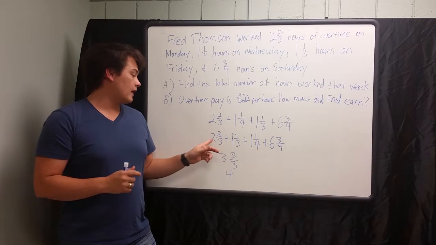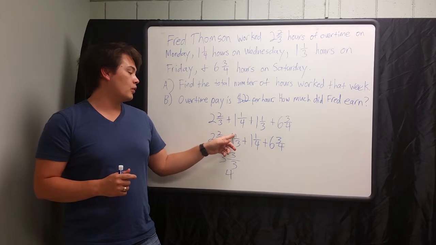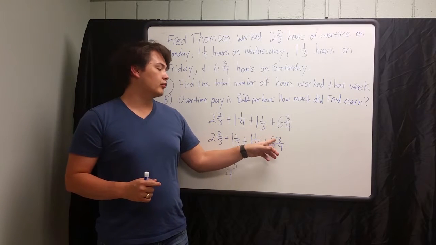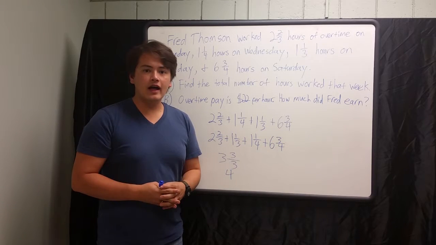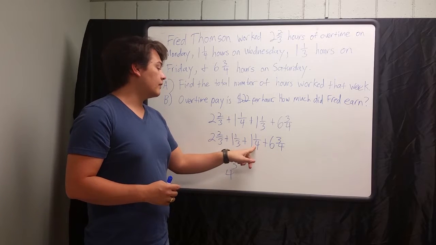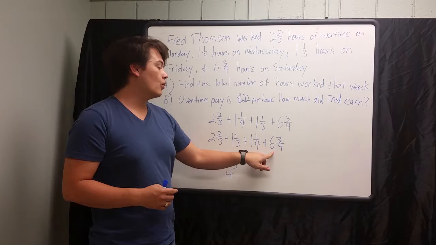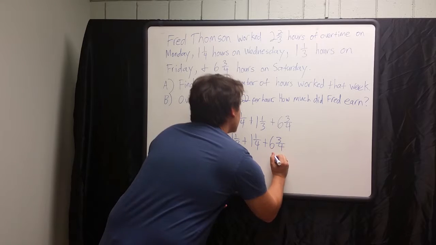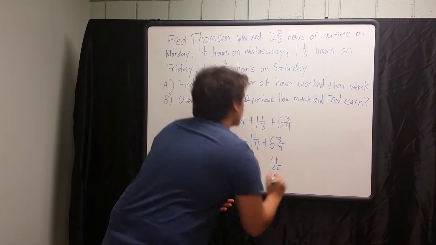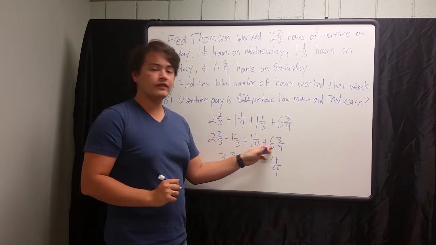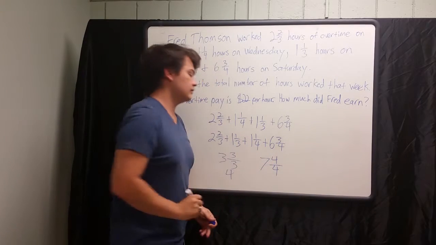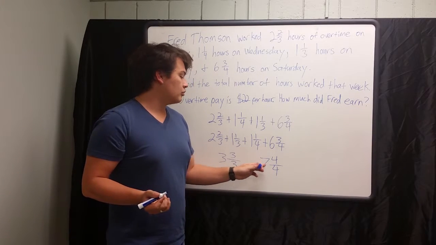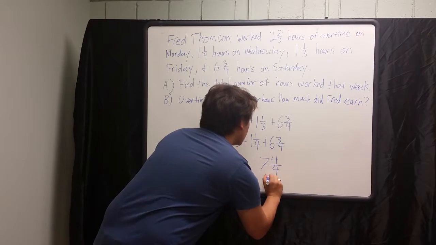So now that we figured out that 2 and 2 over 3 plus 1 and 1 over 3 equals 4, let's move on to 1 and 1 over 4 plus 6 and 3 over 4. Just like in the last part, we're going to add the fractions together and add the whole numbers together. 1 over 4 and 3 over 4 added together is going to give me 4 over 4. And then the whole numbers 1 and 6 give me 7. 4 over 4 can be simplified to 1. So it's going to be 7 plus 1, which gives me 8.